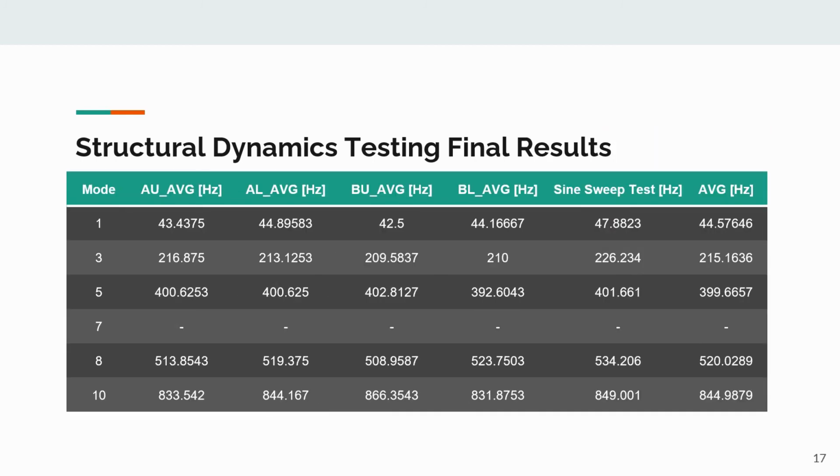To find values for comparison to the theoretical values that were found using SolidWorks simulations, the results of each modal hammer test and sine sweep test were all averaged to obtain the following natural frequency values: for Mode 1, 44.6, for Mode 3, 215.2, Mode 5, 400, for Mode 8, 520, and for Mode 10, 844.99.